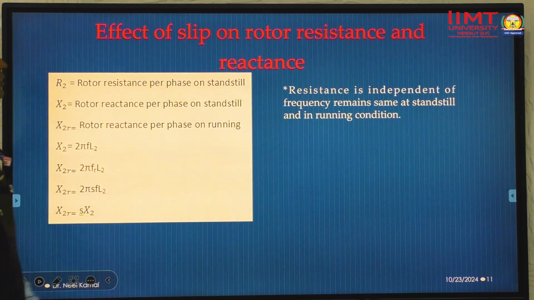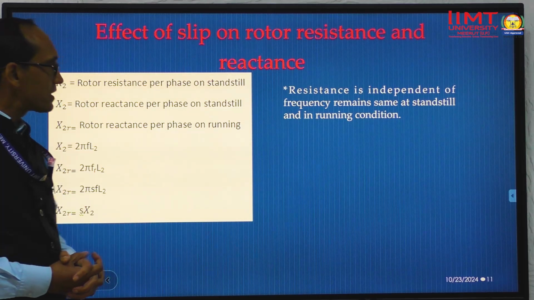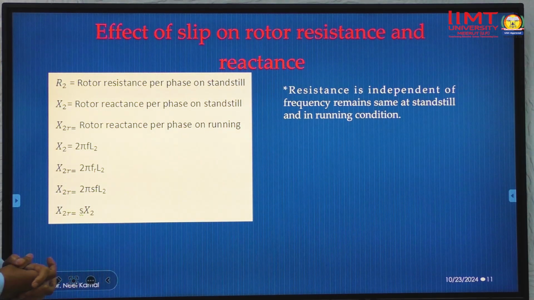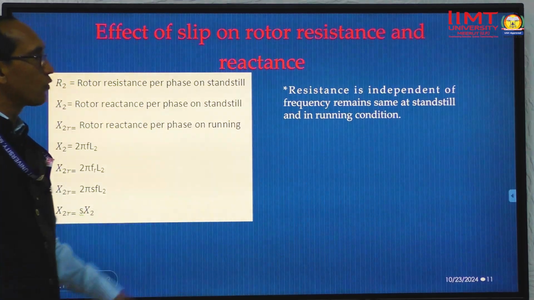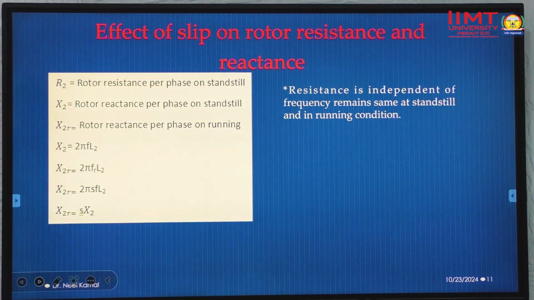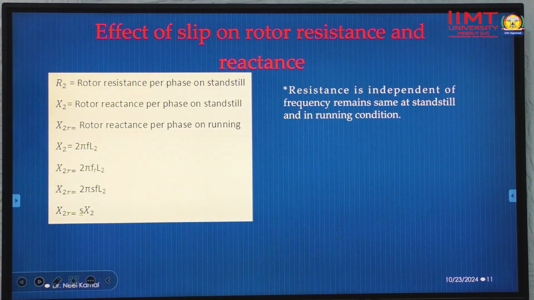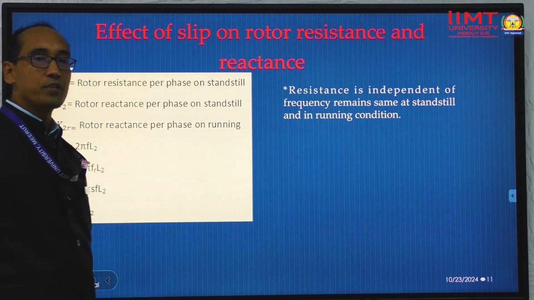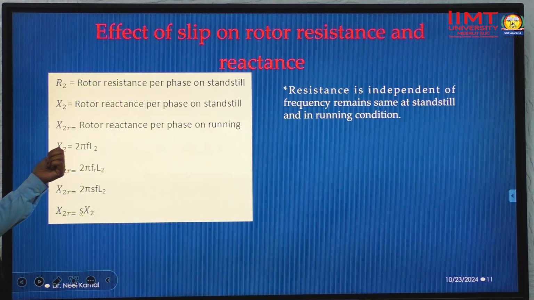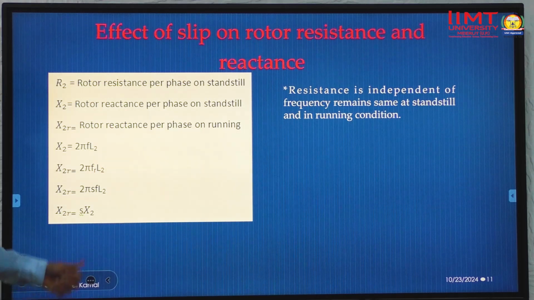Next, effect of slip on rotor resistance and reactance. As far as the resistance is concerned, we know that resistance is independent of frequency. Frequency remains the same at standstill condition and at running condition, but at running condition its reactance will be changed, because reactance has the formula X2 is equal to 2 pi f L2 for standstill condition, and for running condition we are using here the nomenclature R.